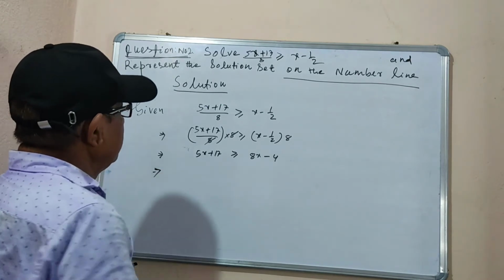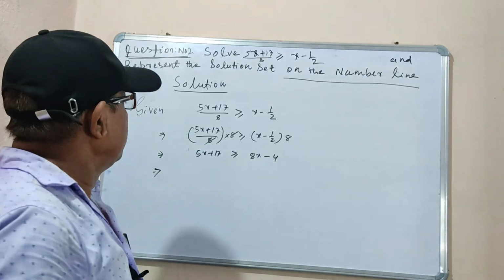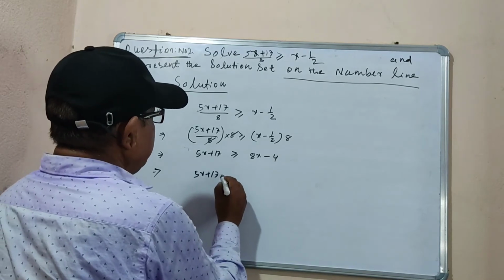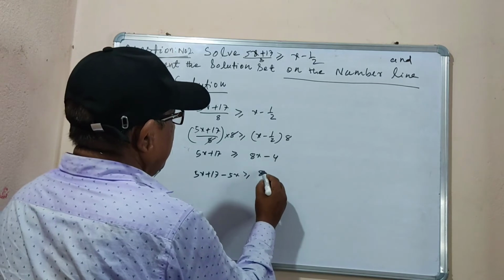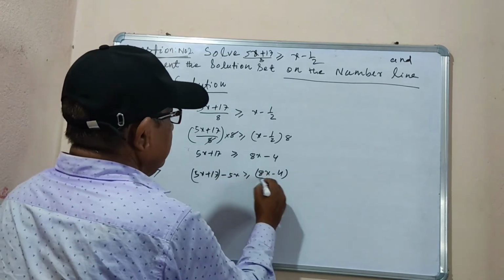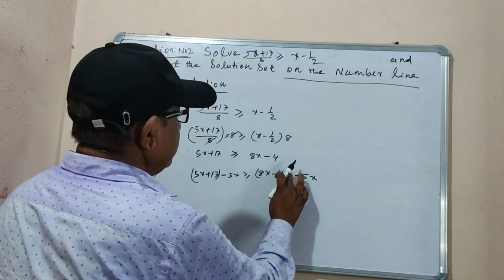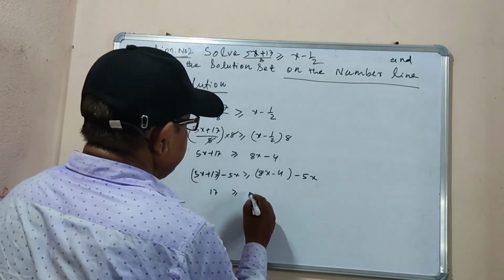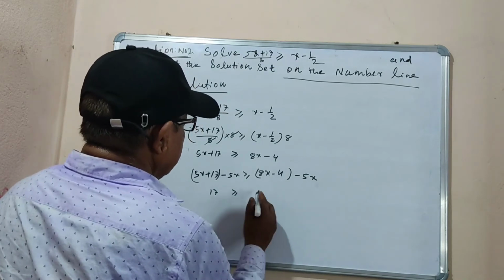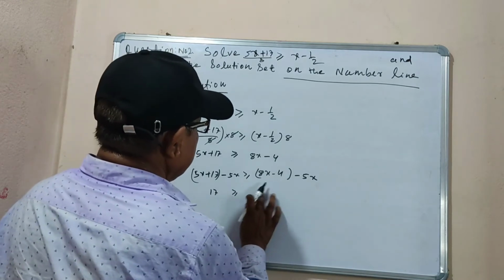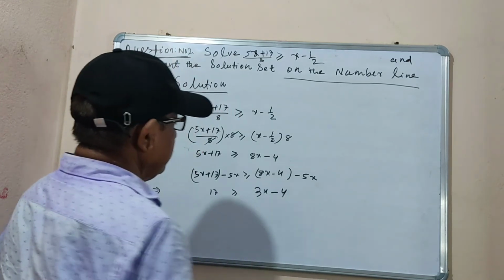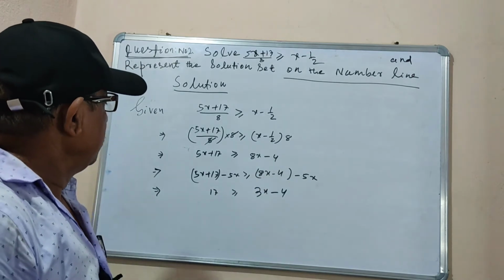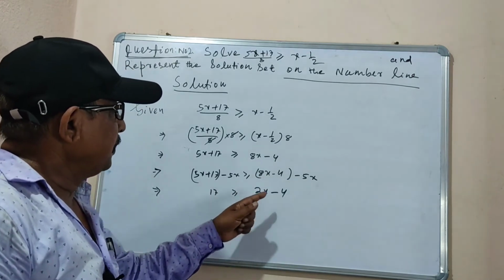Again, we subtract 5x from both sides of the inequality. This is the left side of the inequality, this is the right side. Then 5x plus 17 minus 5x greater than or equal to 8x minus 4 minus 5x. This implies 17 greater than or equal to 3x minus 4.